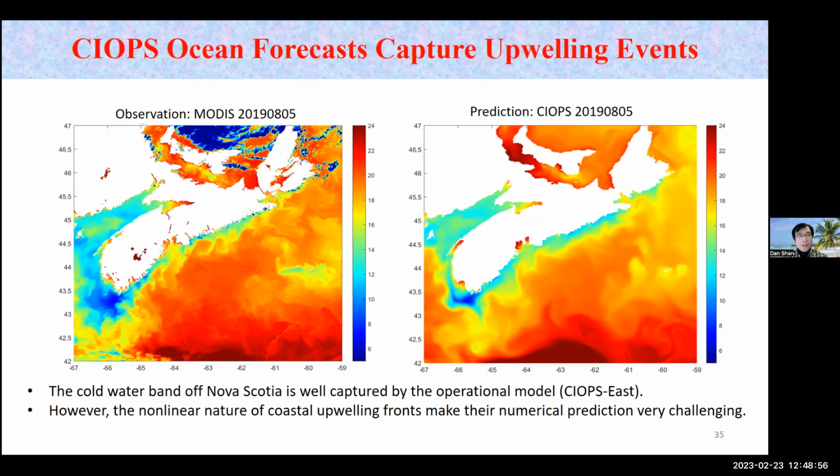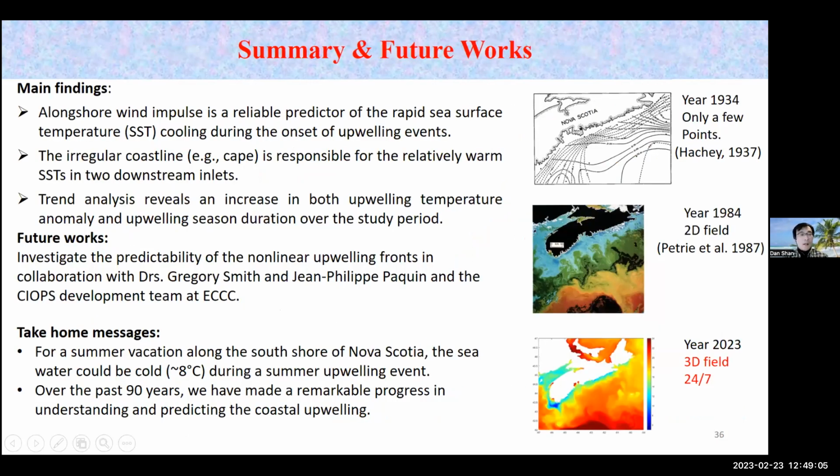numerical prediction very challenging. So this is ongoing work in my group and in collaboration with the COPS development team at ECCC. Currently we are investigating the predictability of this nonlinear upwelling front using the satellite observed SST, marine buoy, and also this COPS product for the year 2019. To end the talk, let me quickly summarize the main findings. The first one is that the alongshore wind impulse is a reliable predictor of the rapid sea surface temperature cooling. And also, using a process study, we show the irregular coastline is responsible for the relatively warmer SST in the two downstream inlets.